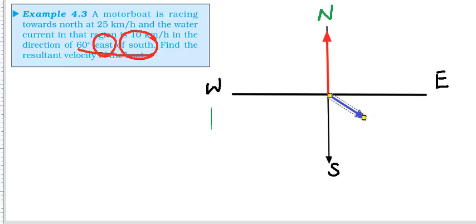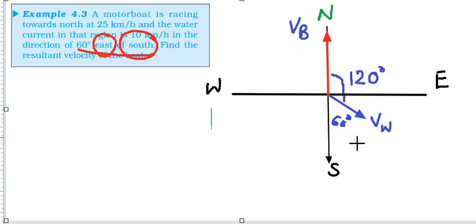Now you have two vectors to be added. One is the velocity of the boat, another is velocity of water. So you can mark here, this is velocity of the boat, this is velocity of water. And the angle between the two vectors is always important to add them. And what is that angle? You know, this angle is given as 60 degree here. So the other angle should be taken: 120 degrees angle between these two velocities.